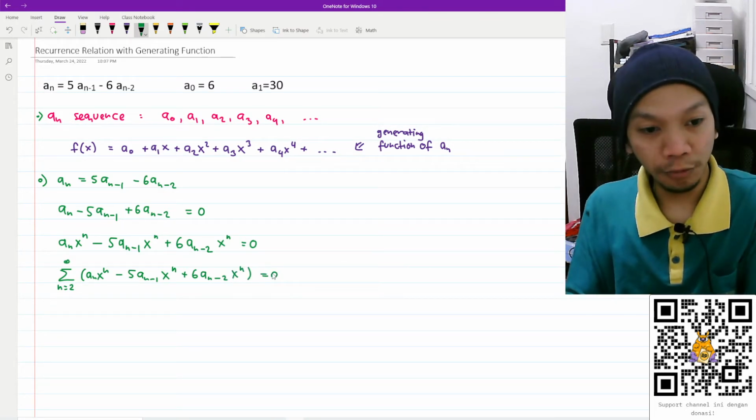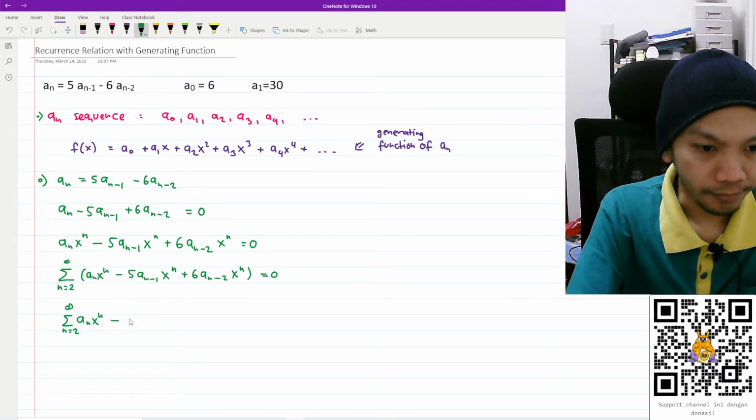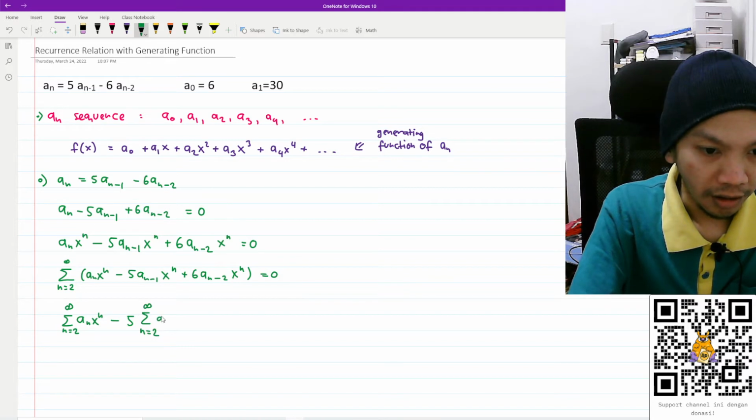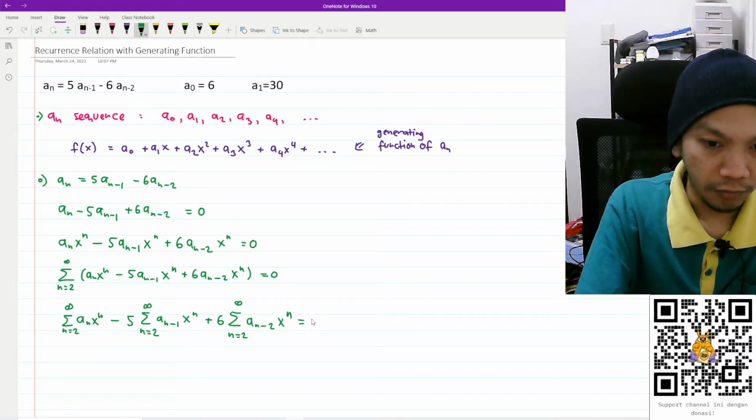Now I want to distribute the sigma to each term, so I will have the sum from n equal to 2 until infinity of a_n x^n, and then minus 5, so I can take the constant out of the sigma, the sum from n equal to 2 until infinity of a_{n-1} x^n, and then plus 6 times the sum from n equal to 2 until infinity of a_{n-2} x^n, and that will equal to 0.